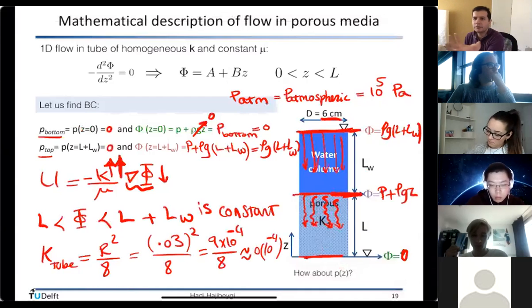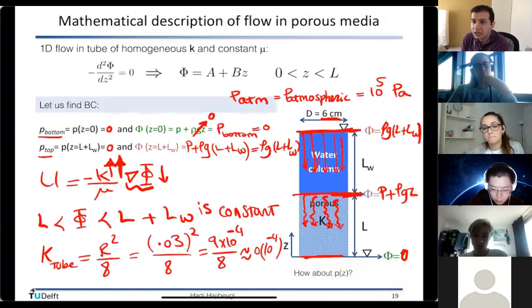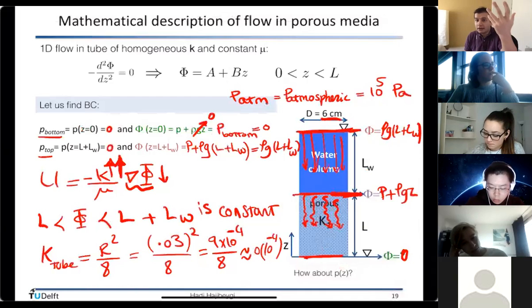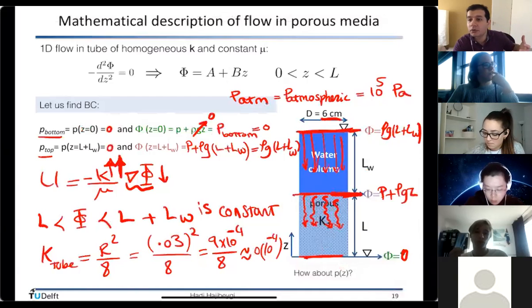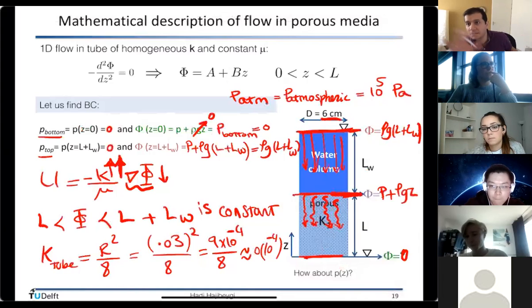What's the permeability of a porous medium typically? We are speaking about millidarcy, maximum 1 Darcy. What's 1 Darcy permeability in square meters? 10 to the power minus 12, exactly. So the porous medium is 10 to the power minus 12, and the tube is 10 to the minus 4. So it's 1 billion times more conductive than the porous material. So as engineers, we can simply ignore it.